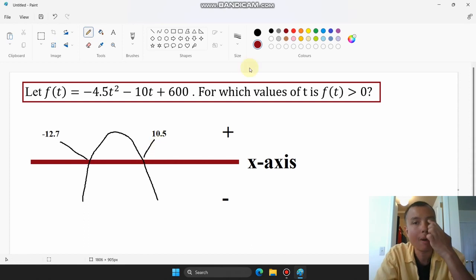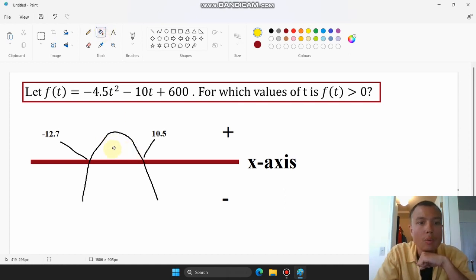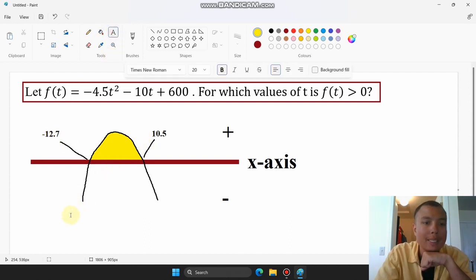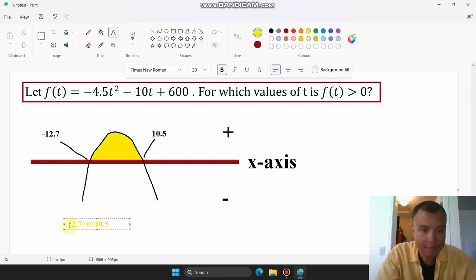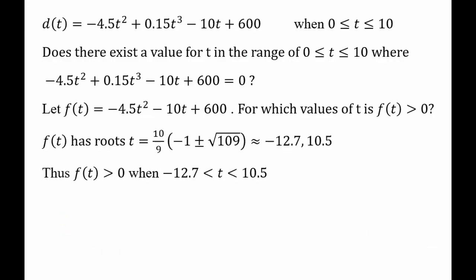Okay, so looking at this graph, where is it positive? Well, it's positive in this area here, which I will paint in yellow. Okay, so it's positive when t is between negative 12.7 and 10.5. But if the function is positive between negative 12.7 and 10.5, then this implies that if t is between 0 and 10, then f(t) is greater than 0.